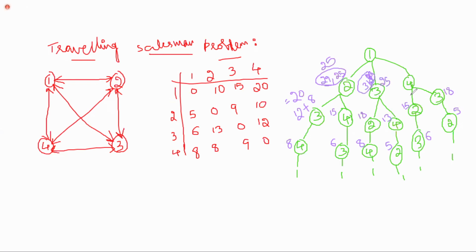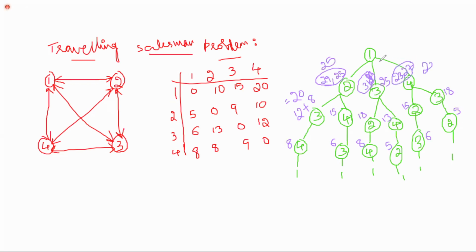Next, 4 to 2, what is the cost? 8. 8 plus 15 is 23. Next, 4 to 3, what is the cost? 9. 9 plus 18 is 27. Which one is minimum? 23 is the minimum. This cost I am updating with 23.